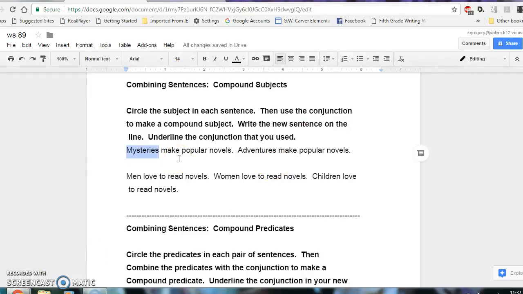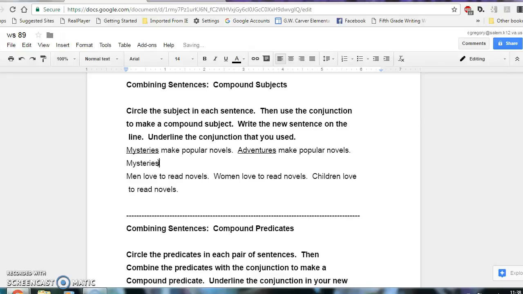Okay, so I just paused for a little bit and tried to find a way to circle my subjects, but I can't figure it out. So maybe one of you can teach me. I'm just going to underline them for simplicity's purpose. You should have circled mysteries, make popular novels, and then adventures is your other subject. Make popular novels. We have the same predicate, so we are going to make a simple sentence with a compound subject and a single predicate.